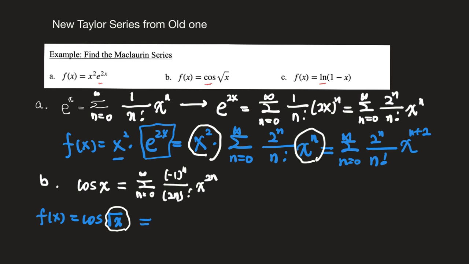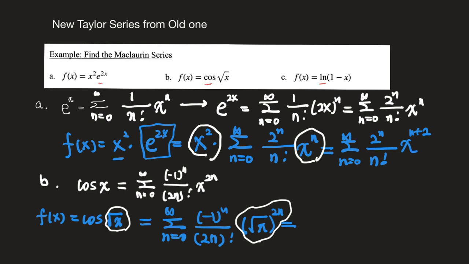So let's find it. The summation n equals 0 to infinity of negative 1 to the n over 2n factorial, where x is replaced with the square root of x to the 2n. What do you have in this simplification? The square root of x squared is x. So this one is the summation n equals 0 to infinity of negative 1 to the n over 2n factorial, x to the n. That's the Maclaurin series for cosine of the square root of x.